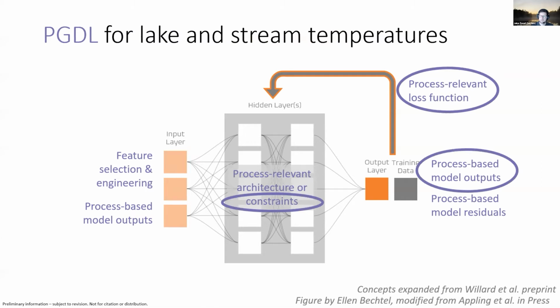Our group is focused on these three different areas of injecting process guidance into deep learning for lake and stream temperature specifically. So focusing on structural constraints, also process-relevant loss functions to help guide the model. And then also a big component is pre-training the deep learning models on process-based model outputs. In the next few slides, I'll go into more detail about these three different components.